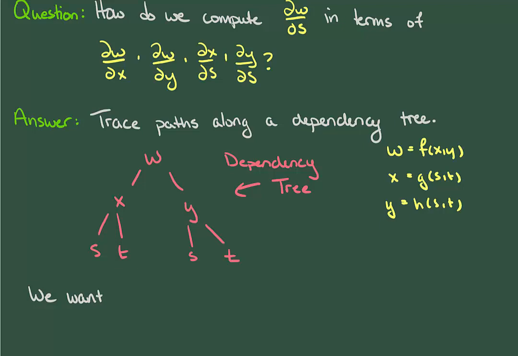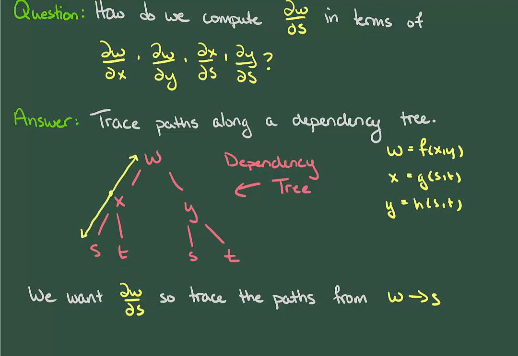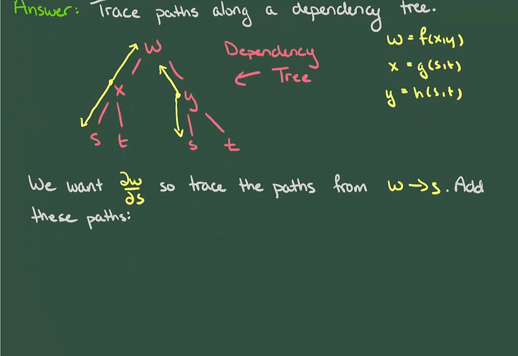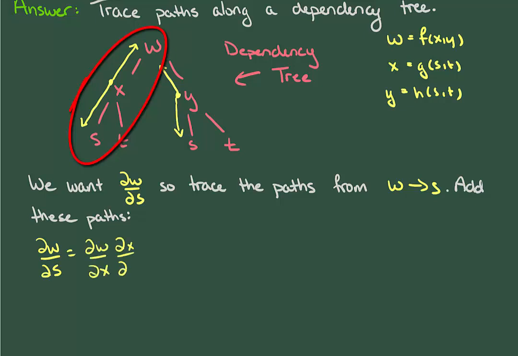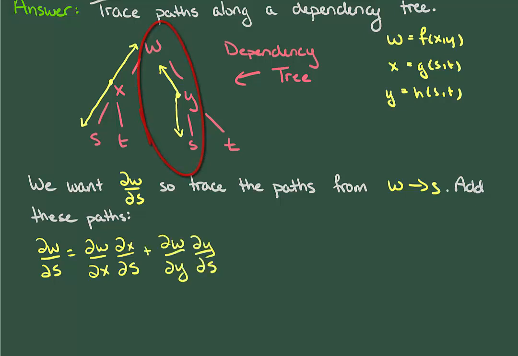Since the thing we're after is dw/ds, we'll trace all paths from w to s. Right? These are the paths that start with w on top and end with an s on the bottom. Then we're going to add these paths together, writing the derivatives in the same order that we move down the paths. For this first path moving down the tree, we get dw/dx, dx/ds. We add this to the second path, dw/dy, dy/ds. And that's it. Right? We're done.